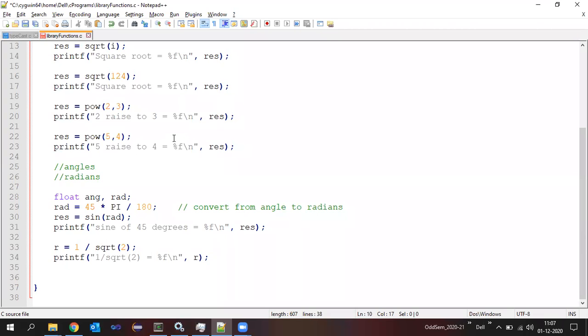Any other doubts, students? It calculates the raised-to operation: first number raised to second number. These things we had studied in our yesterday's class. Are there any questions related to that? Any doubts? If there are, you are free to ask now. If there are no questions, we will proceed with today's session.